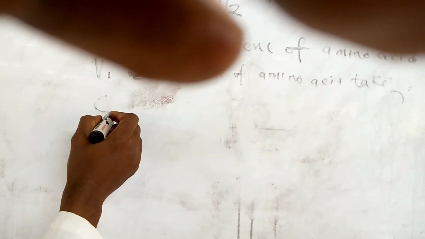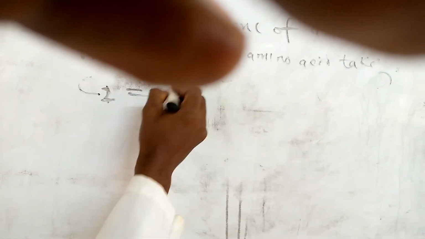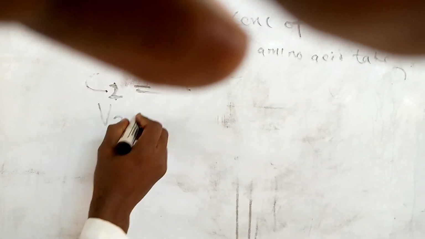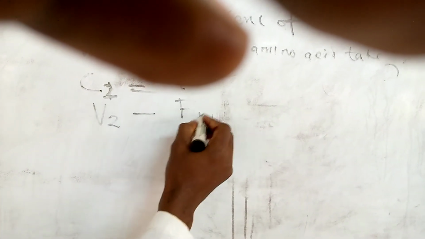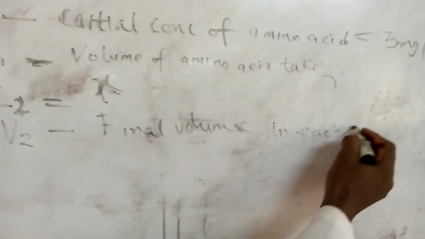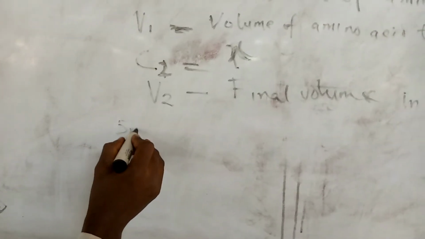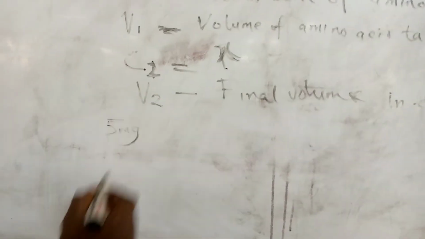Then your C1, C2 is the one that we don't know, so we can call it X. It's our unknown. Our V2 is the final volume in each tube. So now our concentration is 5 milligram per mil.